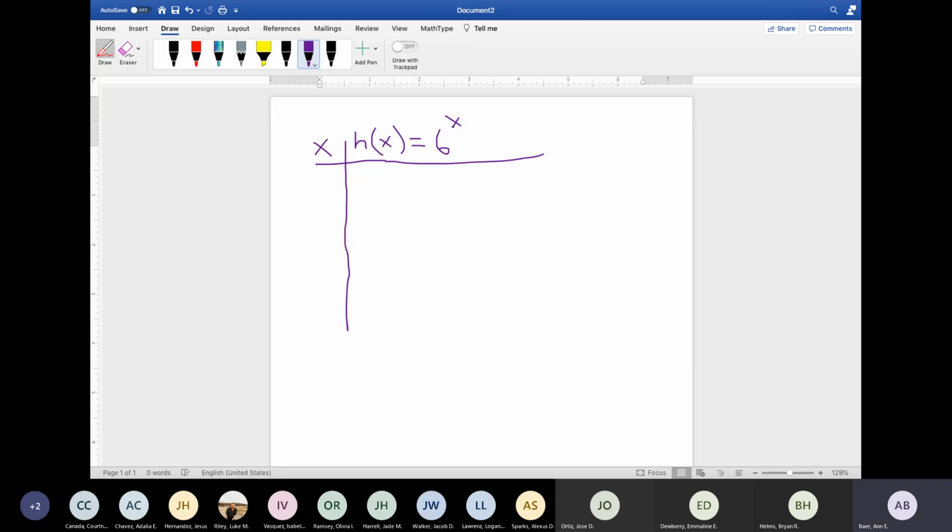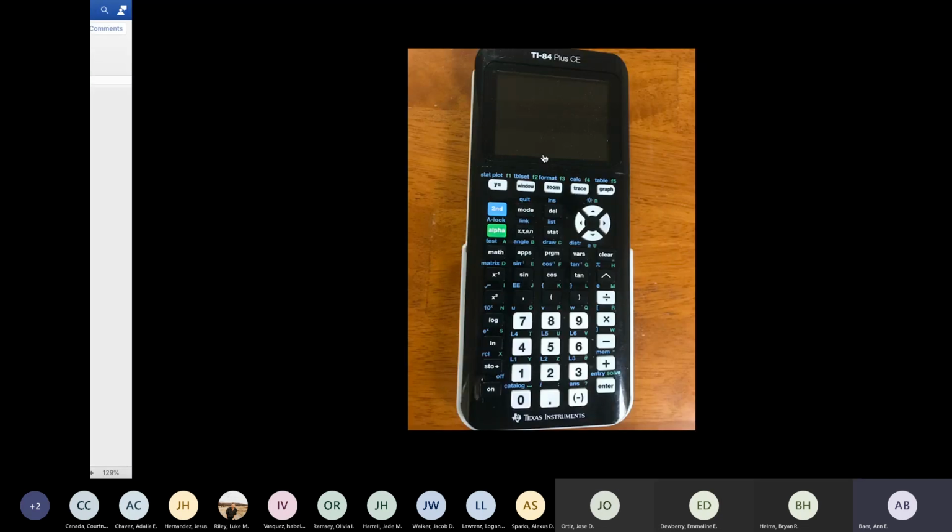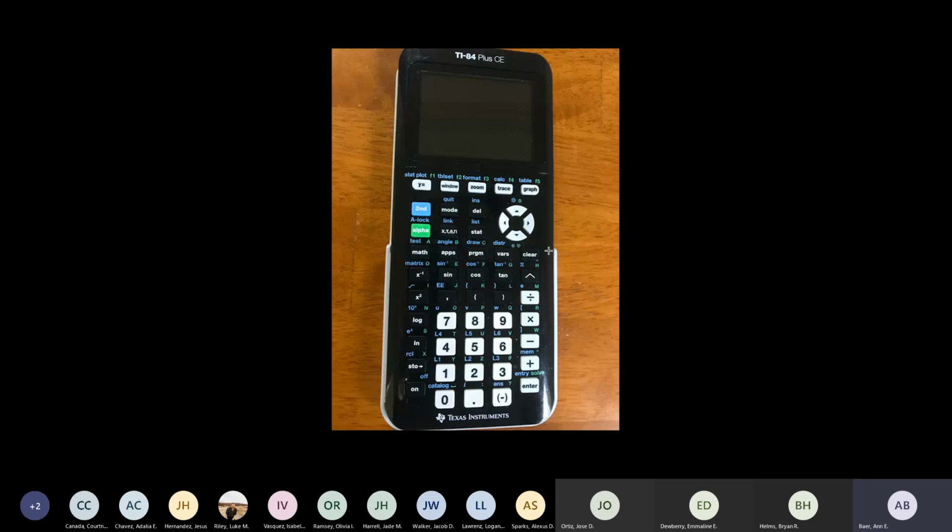What I want you all to do is go to the home screen on the calculator and clear off what's there. You can use this clear button here to clean up your home screen if it gets too cluttered. I'm going to clear mine. Now type in 0.25 on your home screen. The decimal point is down here, going up these three keys. 0.25.